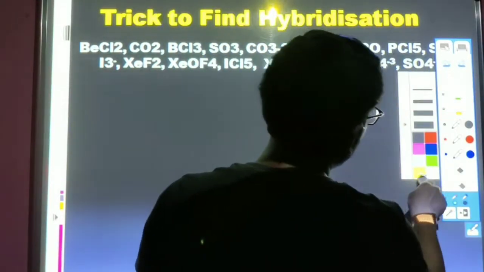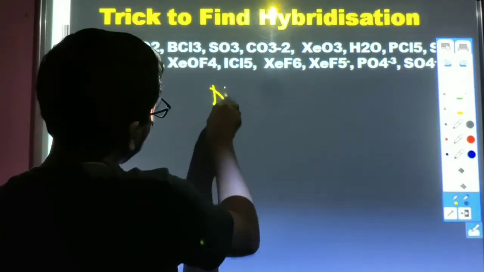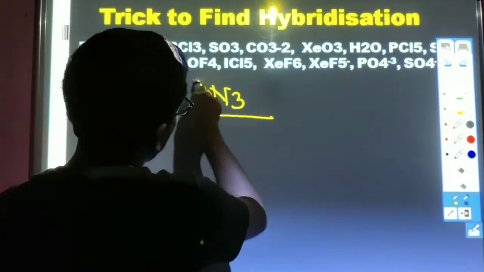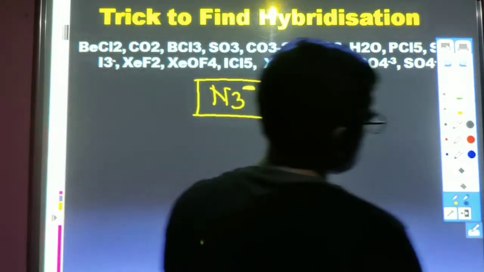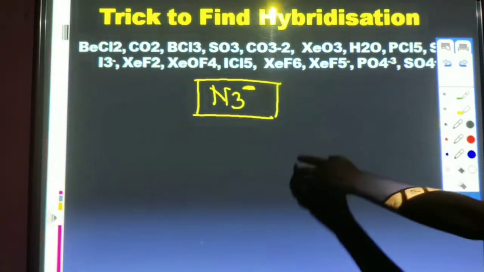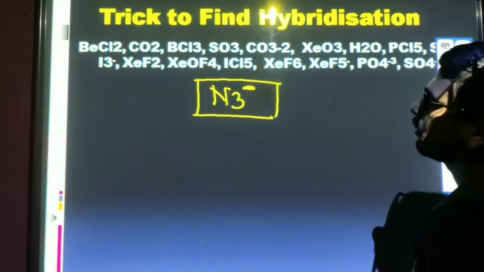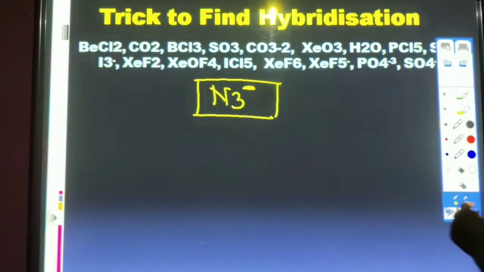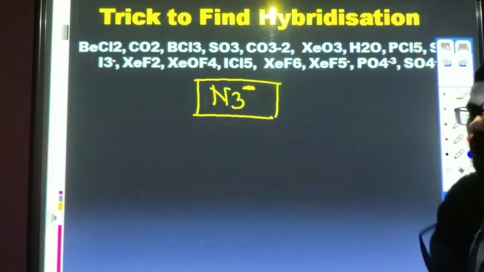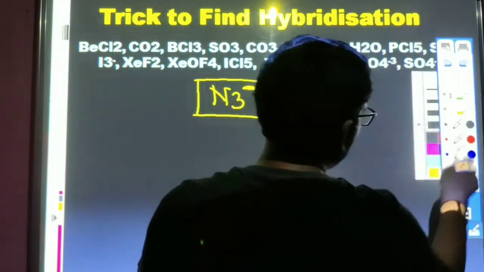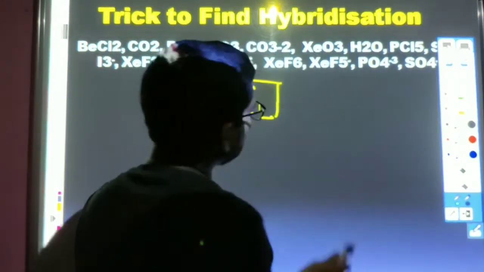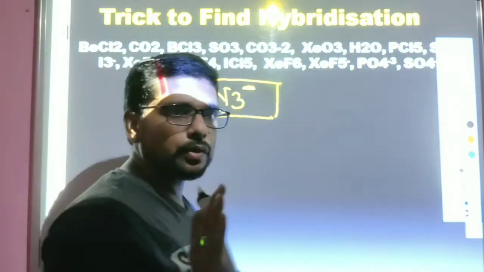Say you need to know the hybridization for the nitrogen atom in azide. Hybridization of nitrogen in azide. You need to do that. In order to do so, I will suggest that you please just try to draw the Lewis structure.